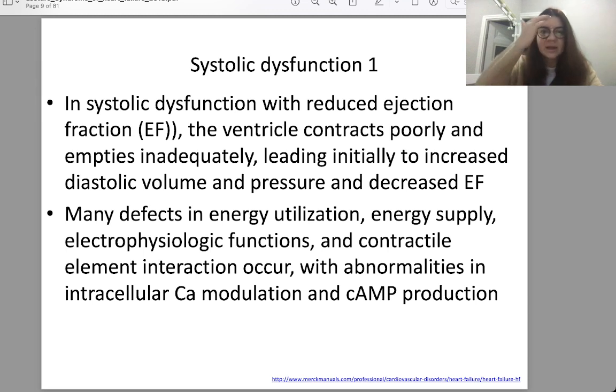Systolic dysfunction. In systolic dysfunction with reduced ejection fraction, you see a thin wall that can't constrict correctly, that can't make a correct systole and produce a normal ejection fraction. A ventricle contracts poorly and empties inadequately, leading initially to increased diastolic volume and pressure and decreased ejection fraction. Many defects in energy utilization, energy supply, pathophysiologic function, and contractile element interactions occur, with abnormalities in intracellular calcium modulation and AMP production.